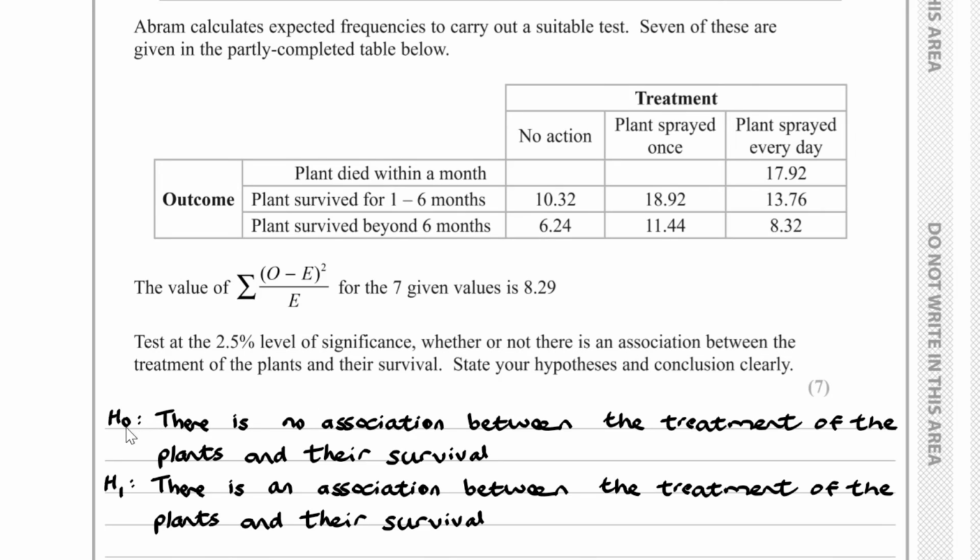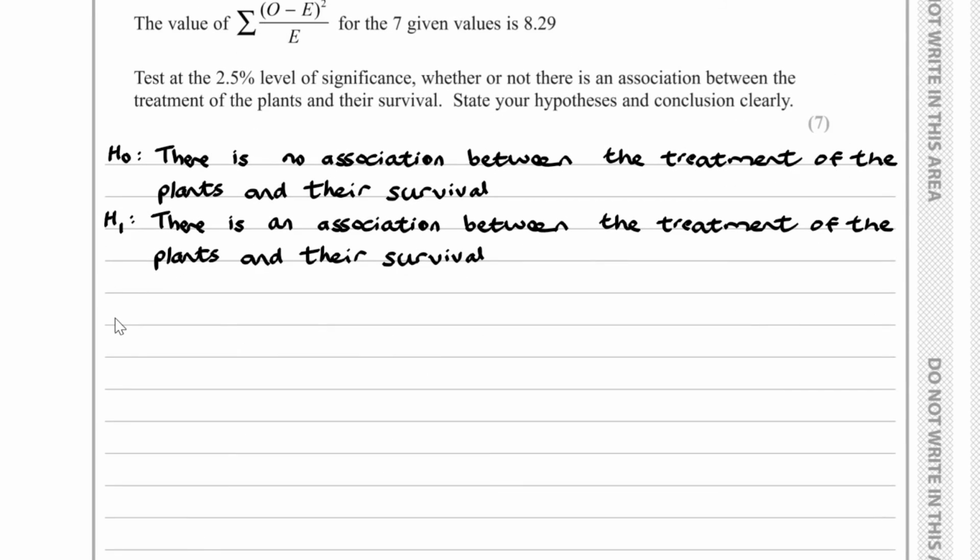Well, our hypothesis, H0, there is no association between the treatment of the plants and their survival. H1, there is an association between the treatment of the plants and their survival. And the next thing we need to do, we need to know how to find out the expected value. That's equal to the row total times by the column total all over the grand total.